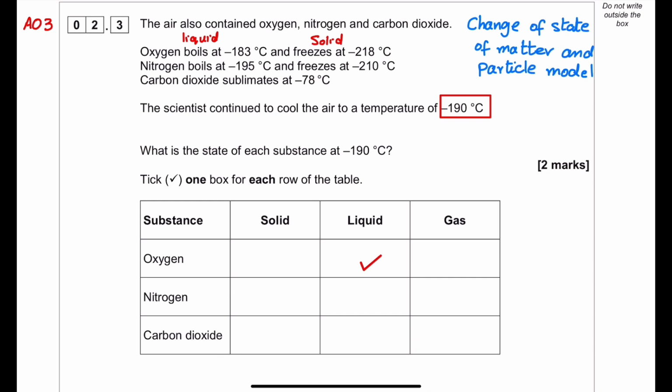If we see nitrogen, minus 195 is lower than this value, minus 190. Therefore, nitrogen has both temperatures, minus 195 and minus 210, below minus 190. So the nitrogen is neither in liquid state nor in solid form, so it is in gas form. Whereas carbon dioxide is converted to solid form at minus 78 degrees, whereas minus 190 degrees is very low, so it will remain in solid form.